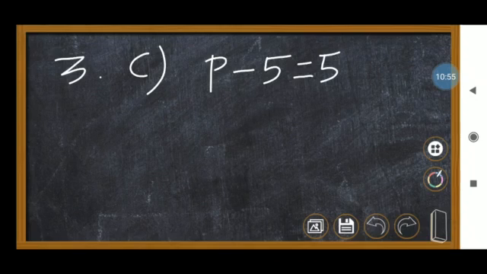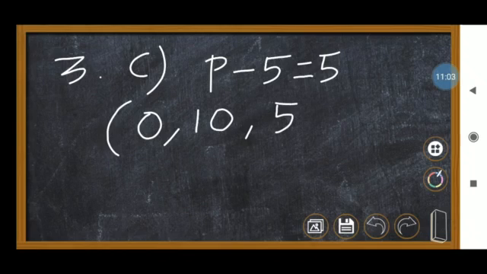We are going to check the value of P. They have given 0, 10, 5, minus 5. Among all these values, instead of P we are going to put the values 0, 10, 5, minus 5, and find which number satisfies the equation.